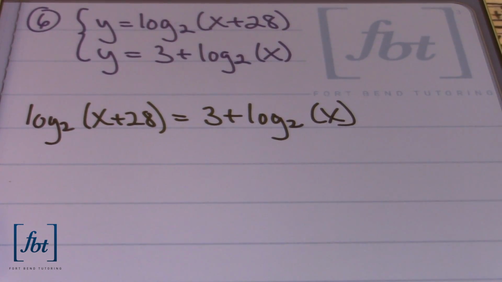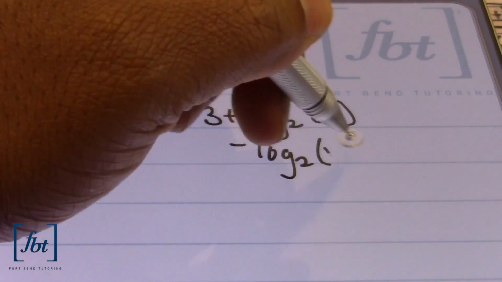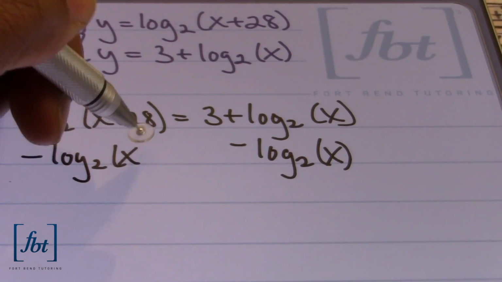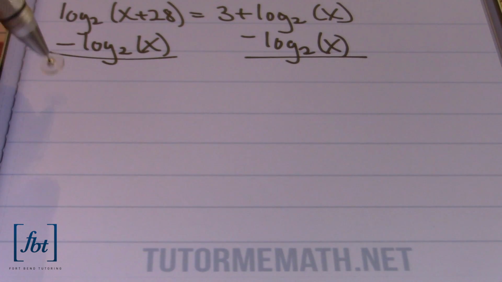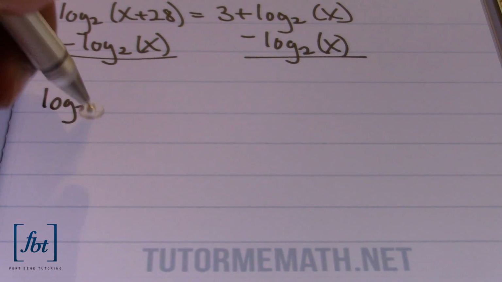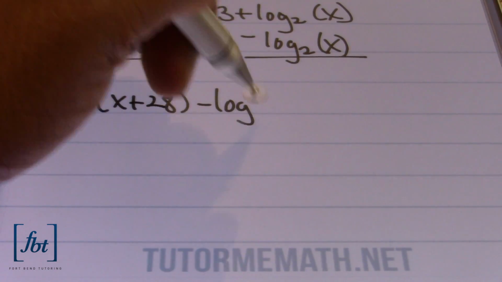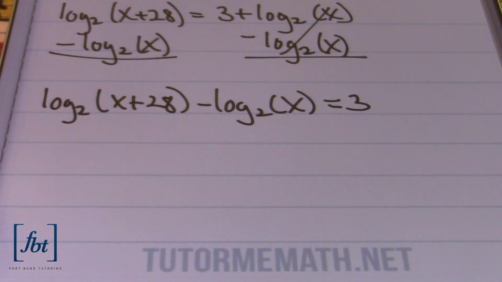So I'm going to put all of the terms that contain my variable x on one side of the equal sign, which means I'll be subtracting log base 2 of x from both sides of the equal sign. Now rewriting our equation, we'll have log base 2 of the quantity x plus 28 minus log base 2 of x, and this is going to equal 3 because our additive inverses on the right side of that equal sign will cancel.